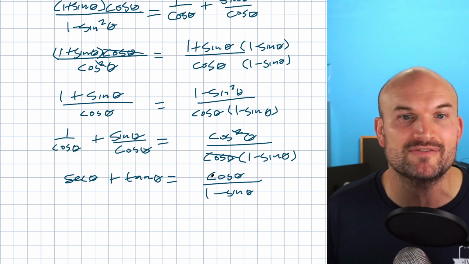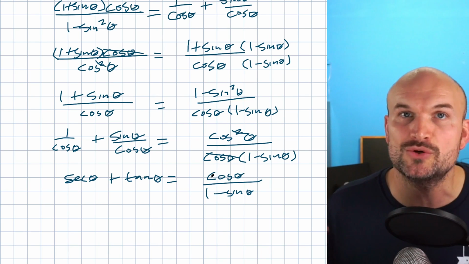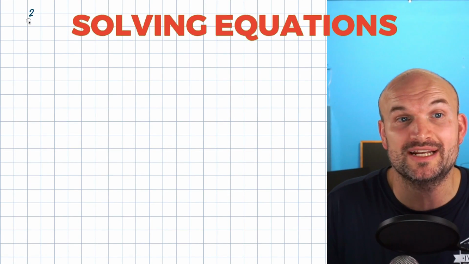So again, the main thing with verifying identities is that we want to make sure one side is equal to the other side. All right, the next thing I want to talk about is solving equations.